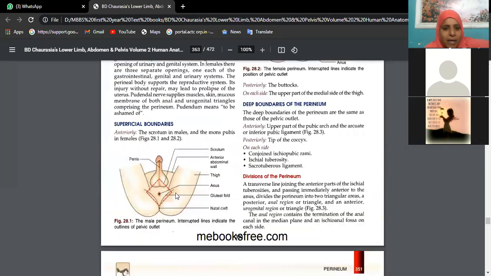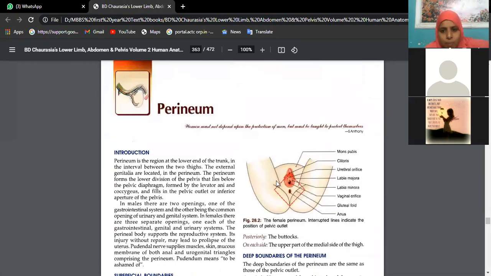See, this whole area, if you observe, this is the perineum. In the case of a female, this is the perineum. This is the coccyx area, and here you have the ischiopubic ramus. This is the pubic symphysis area. Then here you have the sacrotuberous ligament. This complete diamond-shaped area is the perineum. In the perineum we have three openings in the female: the urethral opening, the vaginal opening, and the anal orifice.